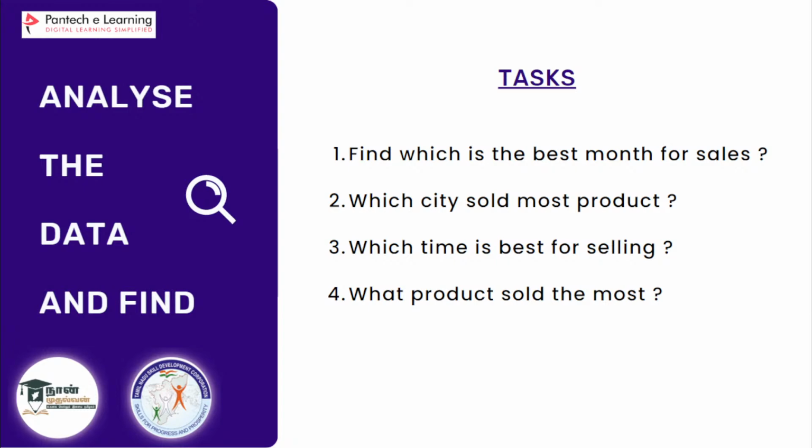The first one is to find which is the best month for sales, in which month we are having the most sales. They are having different cities in that, so we want to find which city sold the most product, which time is best for selling, and what product sold the most. This is what we are going to find in this EDA. This is a simple one. We are not going to use any visualization. We are just going to use pandas and apply what we have learned in the previous class. We'll start with this, and once we complete it, we'll go with NumPy.